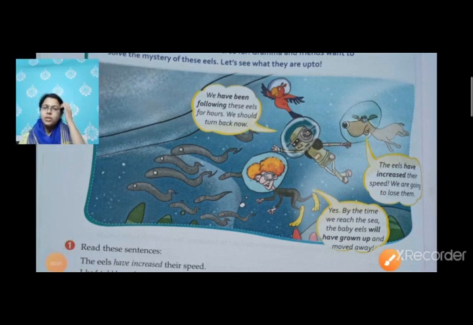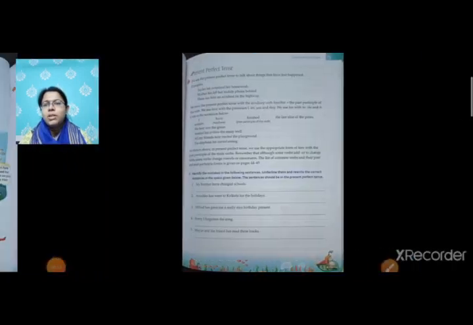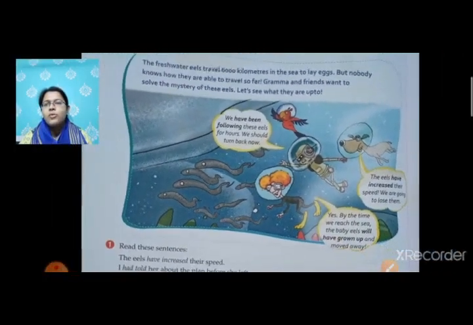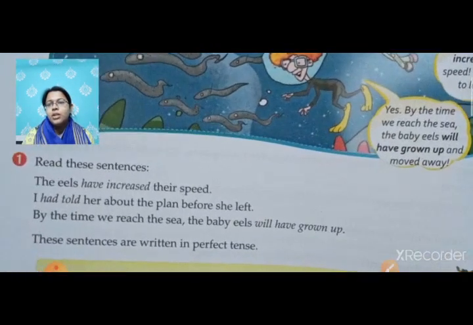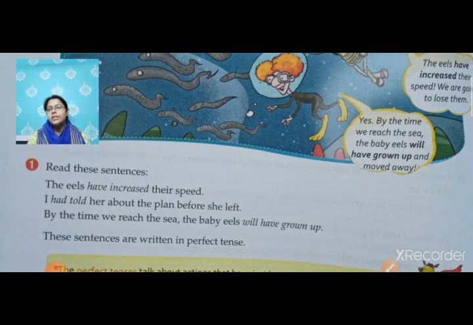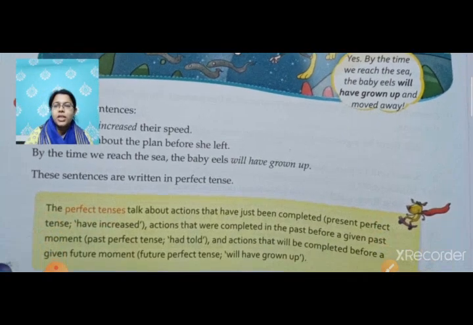So students, if you see these sentences in all the 3 bubbles, all of them are having perfect tenses. Now let's just read out what the perfect tense is. If you read the sentences: the eels have increased their speed. I had told her about the plan before she left. And by the time we reach the sea, the baby eels will have grown up. So all the 3 sentences given over here are in perfect tense. So let's see what perfect tense talks about.